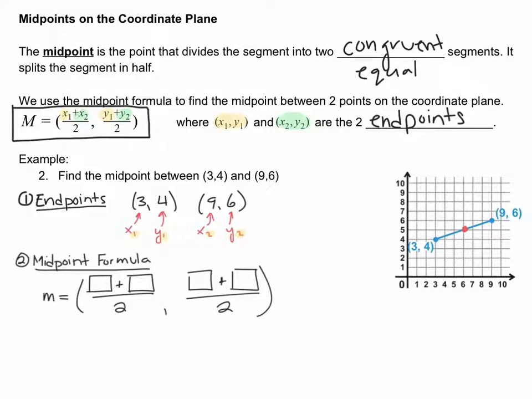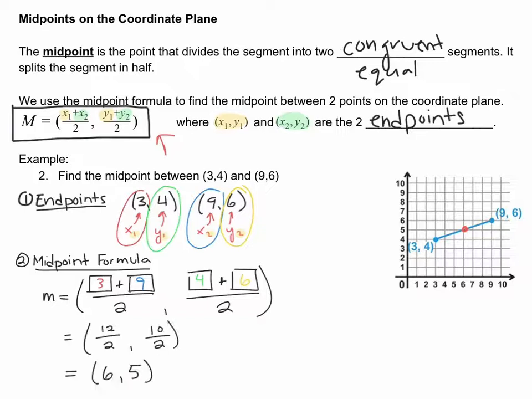If you look at my midpoint formula up here, I can see that the first box needs to be filled in with x1, which I called 3. My second box, x2, is 9. My third box, y1, is 4. And my fourth box, y2, is 6. From here, I could plug each of those two fractions into my calculator to solve, or I can do my work by hand. Either way, I'm going to get 6, 5.